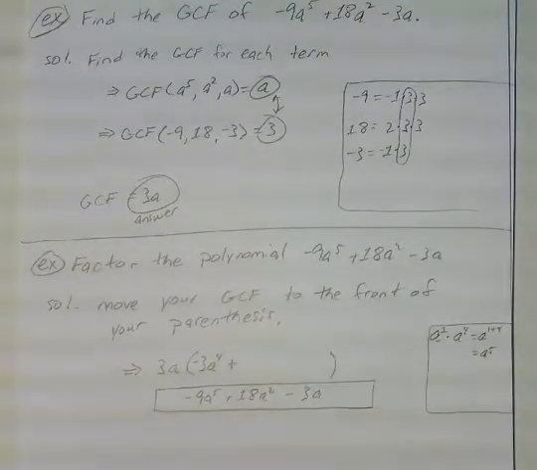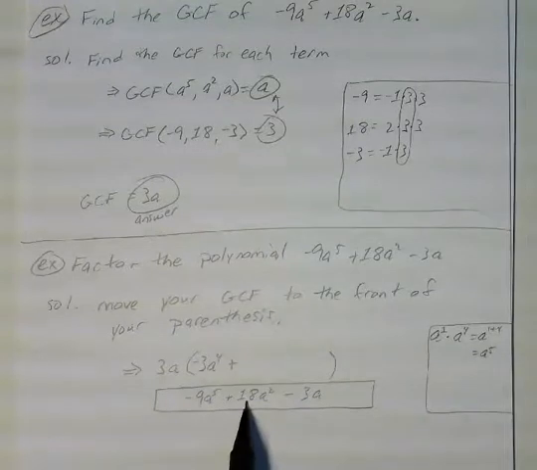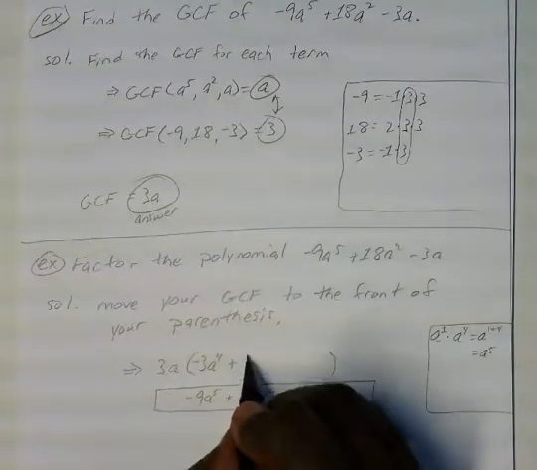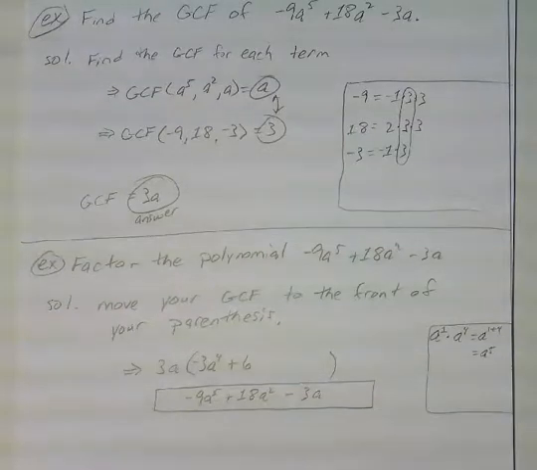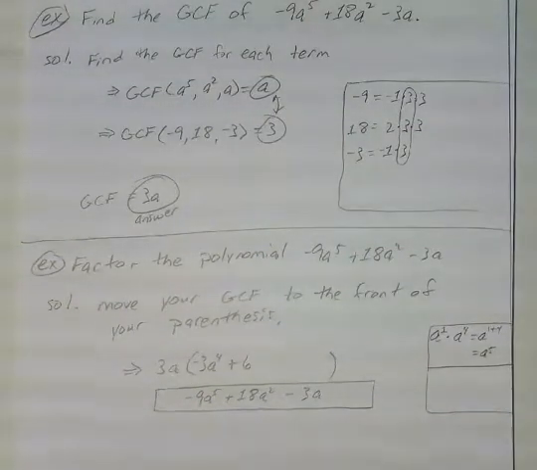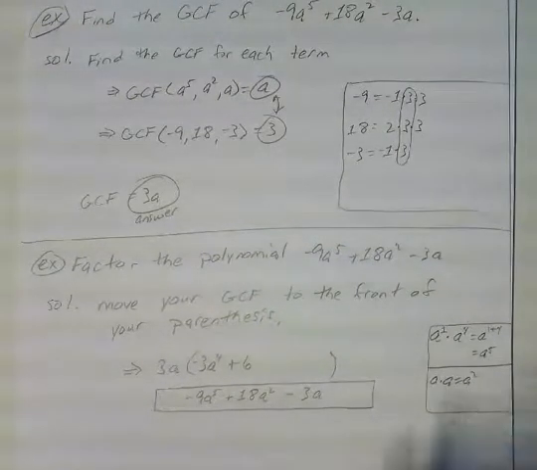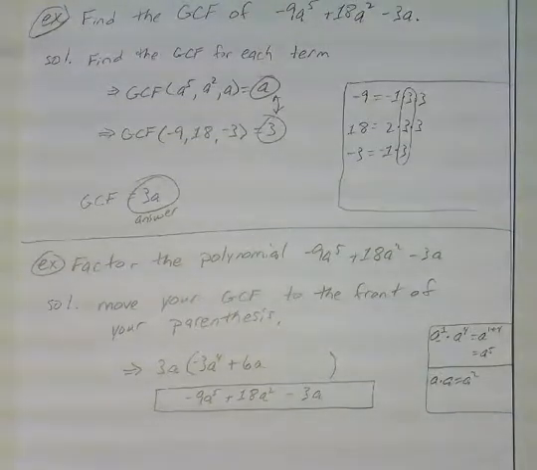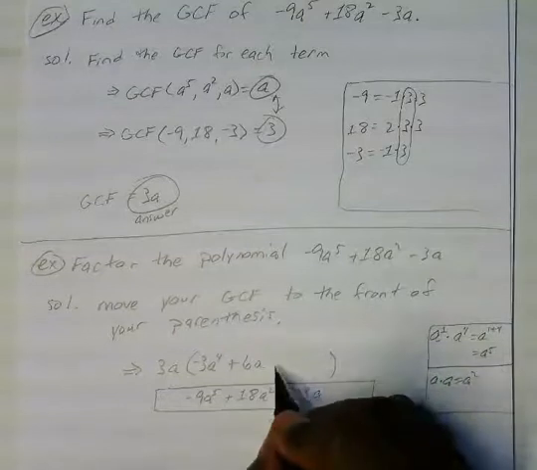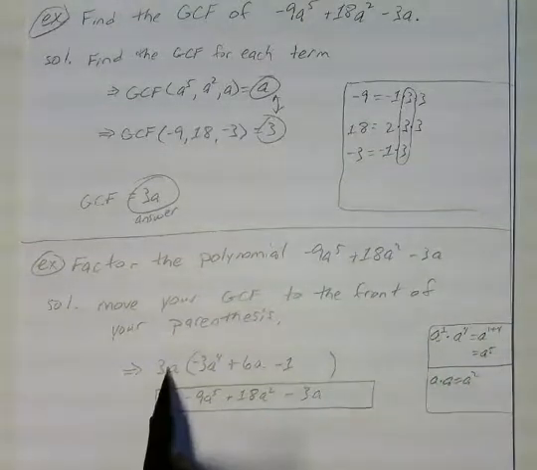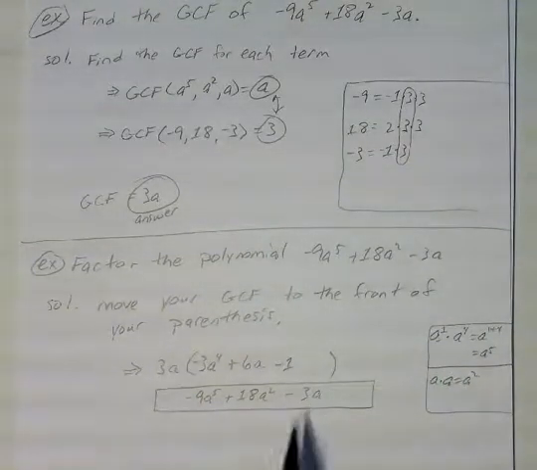Okay, so plus 3 times what will give you 18? 3 times 6 is 18. So we put a 6 there. A times what will give you a to the second power? You know, a times a is a squared. So we put an a there. Okay, 3a, or 3 times what will give you negative 3? That's negative 1. So basically 3a times negative 1 will give you negative 3a.